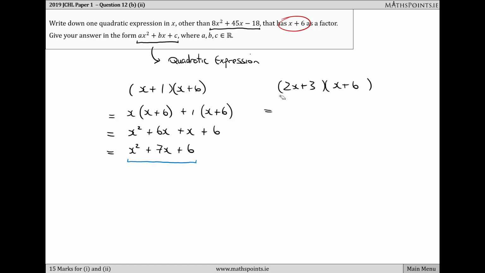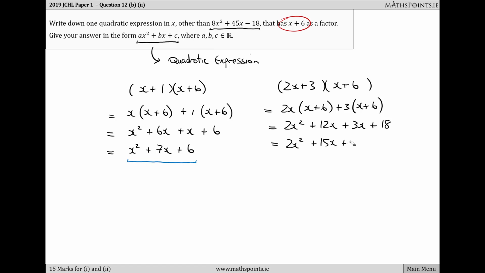So again, I'm going to open the first bracket and multiply the 2x by x plus 6, and then the 3 by x plus 6. That's going to be 2x by x is 2x squared, 2x by 6 is 12x, 3 by x is 3x, and 3 by 6 is 18. And again, adding the like terms together, the 12x and the 3x, I get 2x squared plus 15x plus 18. And again, this is in the correct format, ax squared plus bx plus c.